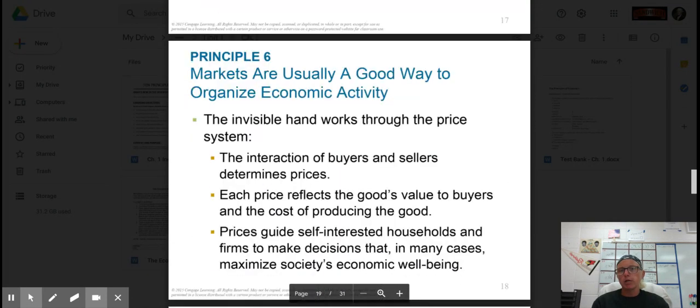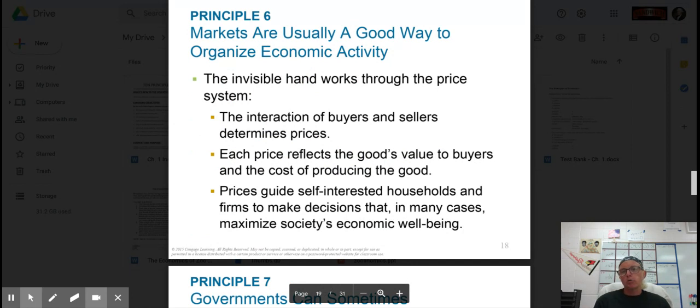So here's how the invisible hand works through the price system. The interaction of buyers and sellers determines prices. It's really simple. If you need gas and you have, what do you have in town? Casey's and Shell. Those are your two choices. And Casey's is selling at $2.19 a gallon and Shell is selling at $2.79.